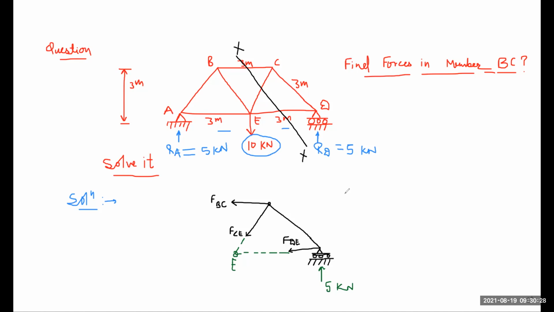So here I am writing: take moment at point E, or about point E. Take moment about point E. So ME is equal to 0. Moment about point E is equal to 0.